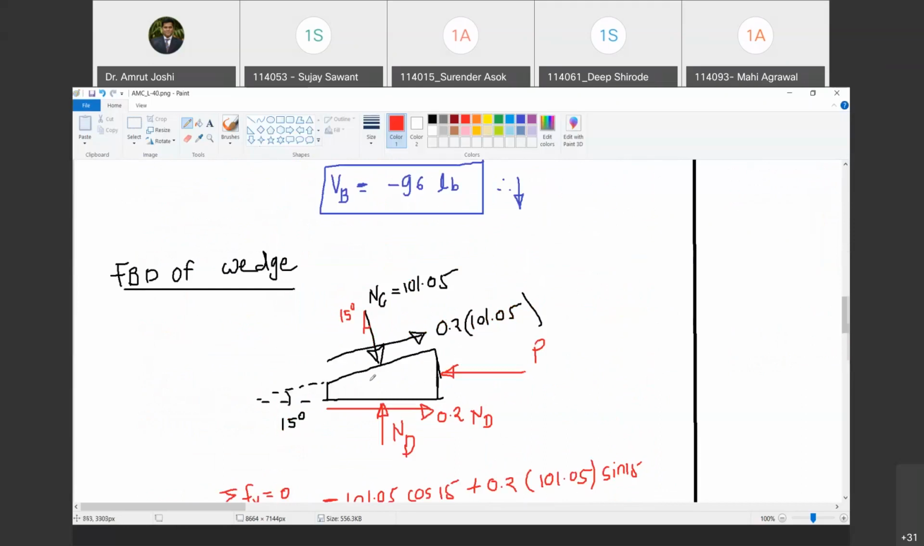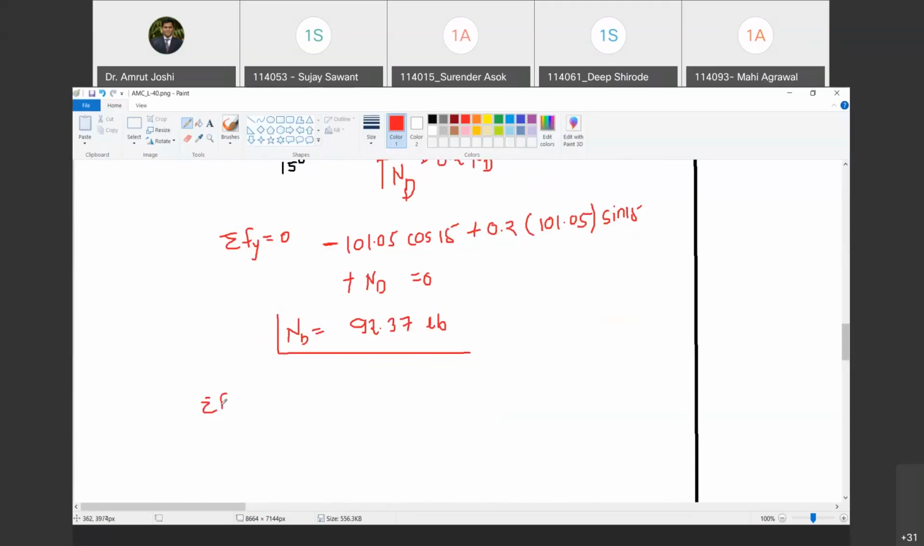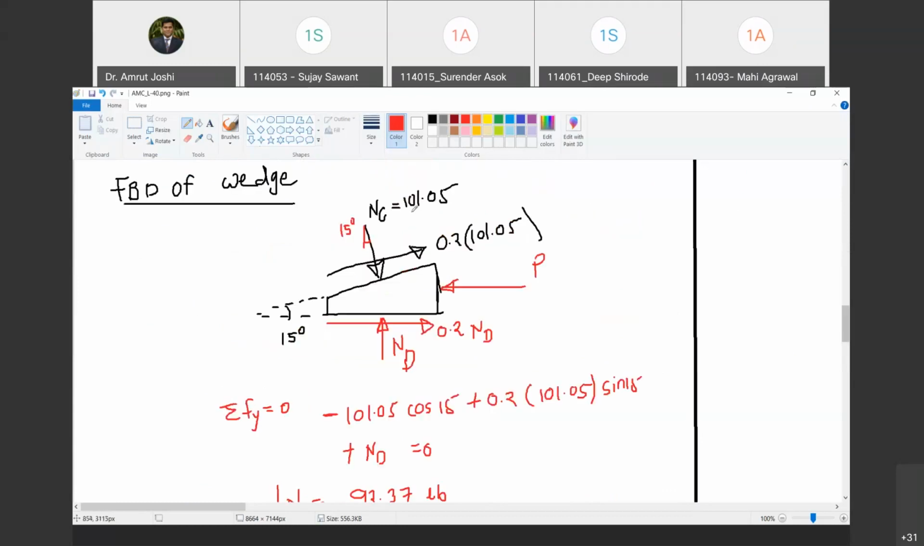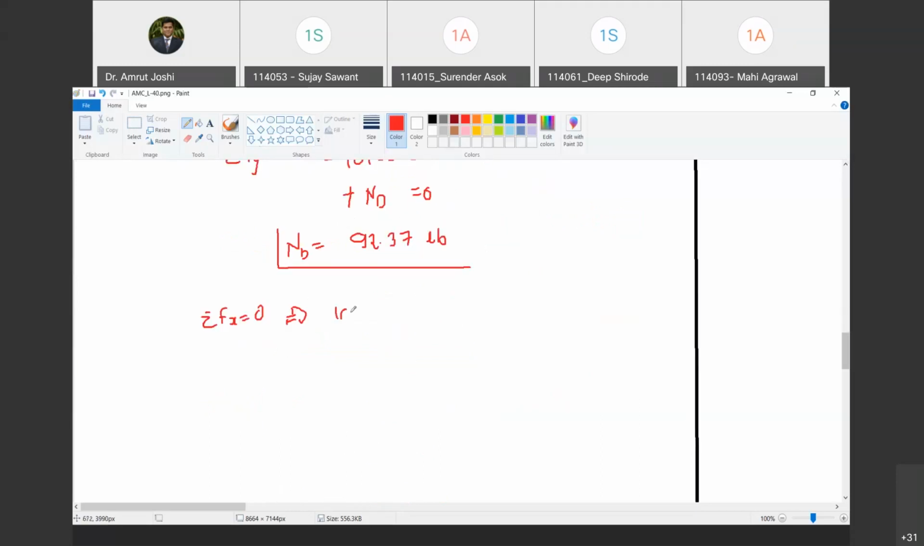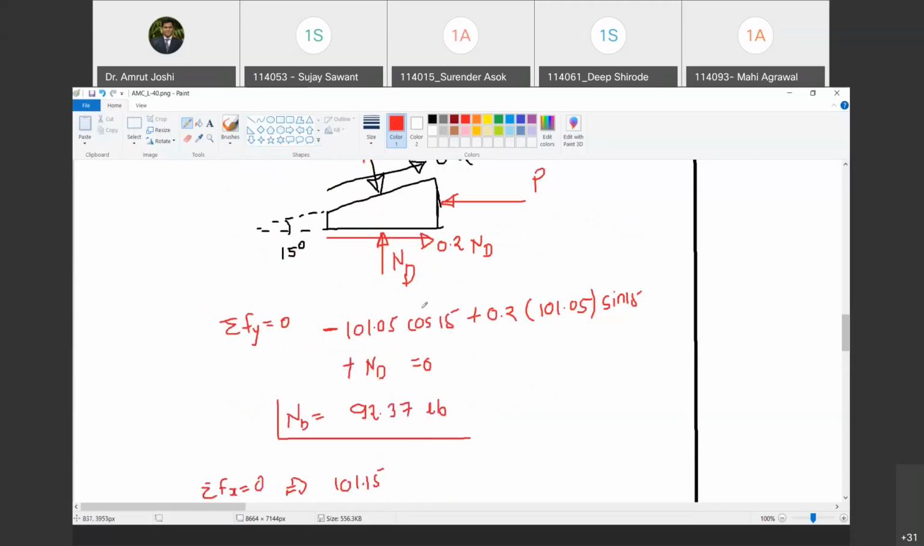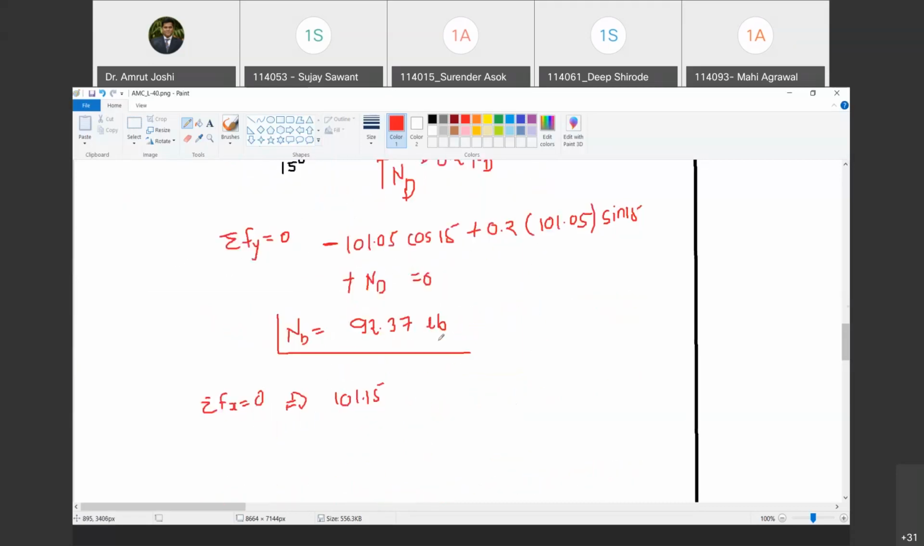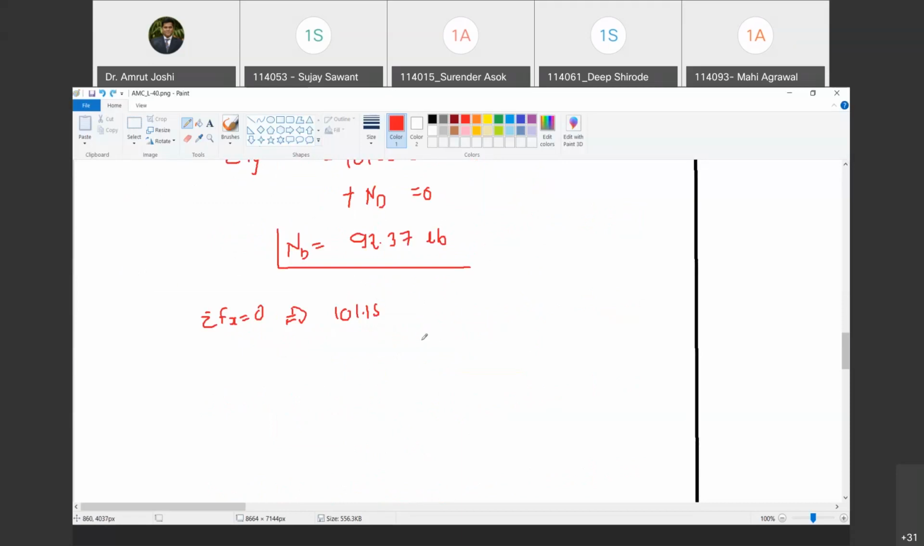For that, we will need to apply summation Fx equal to 0. Happy? Yes, sir. So summation Fx equal to 0 is going to imply what? This NC is going to have its horizontal component towards right, and that is going to be NC sine 15. Do you agree with me? Yes, sir. So it is 101.05 sine of 15. Happy?